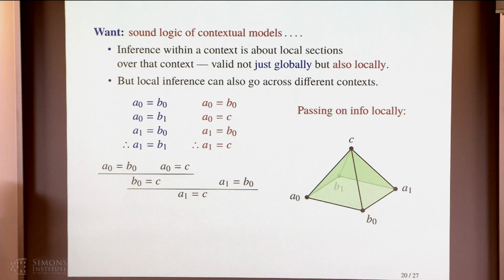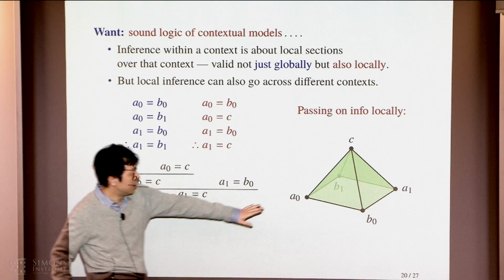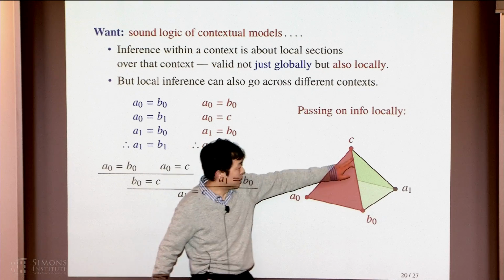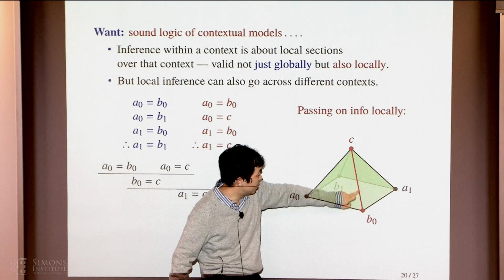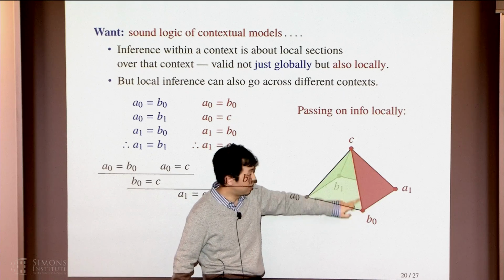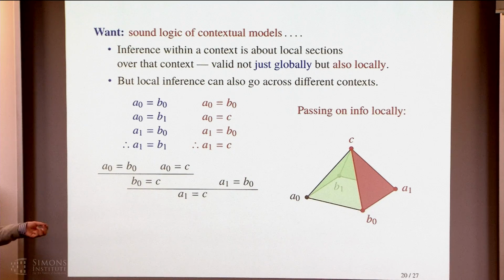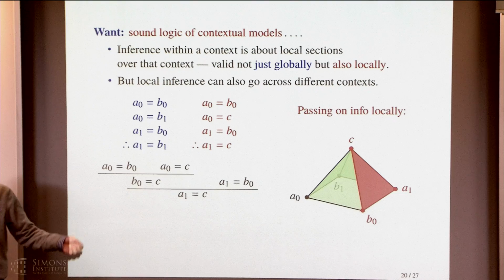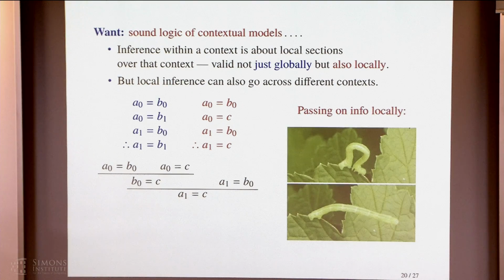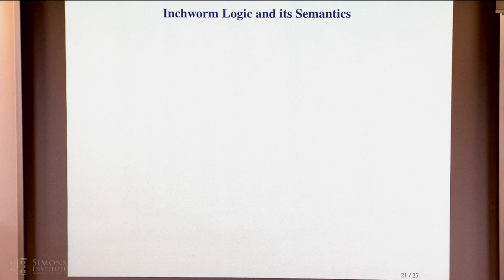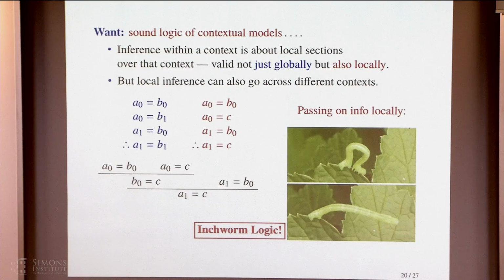Therefore, the point is that we just passed information locally from this context and then derived something about this context, which is also about this one, and then passed it on to this context, starting from the larger context and smaller context and the larger context again. It's the same shape as the locomotion of this worm, so I call it an inch-worm logic.